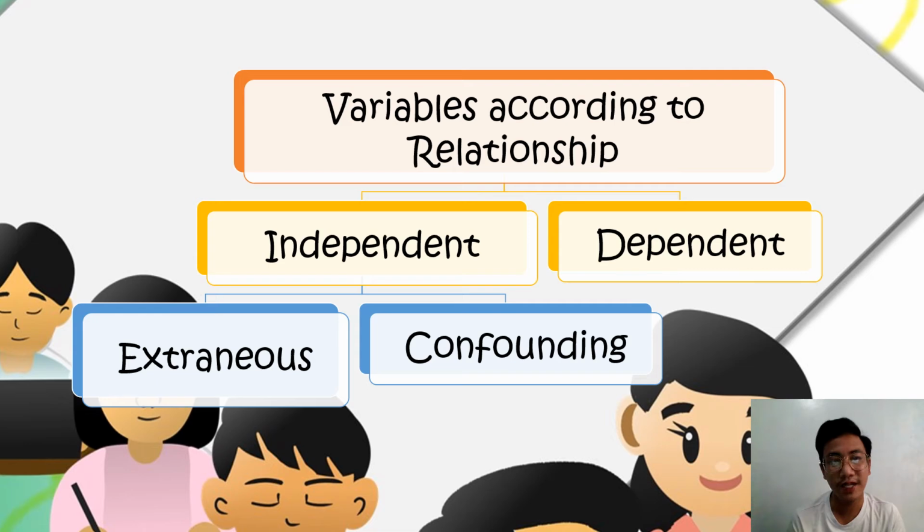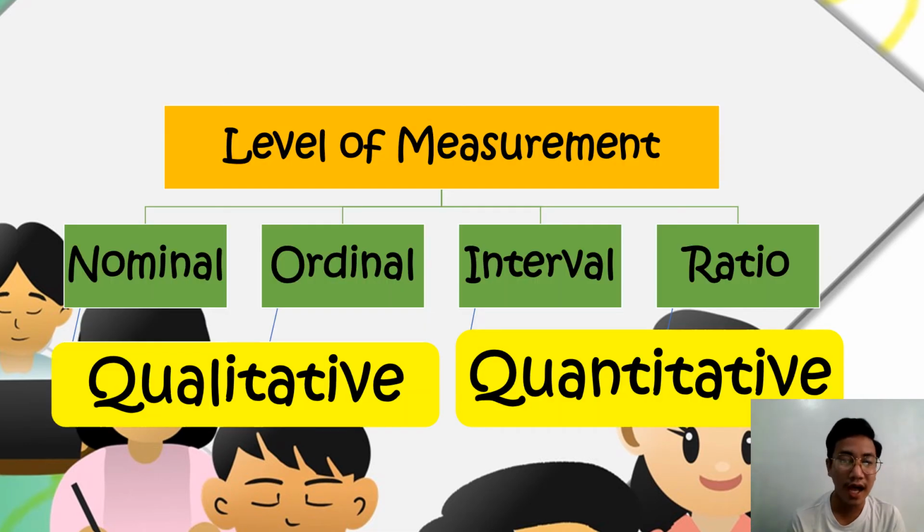Next is the classifications of variables according to the scale or level of measurement. We only have four: the nominal, the ordinal, the interval, and the ratio. This ordinal and nominal is still under qualitative variable, and the interval and ratio is still under the quantitative variable.